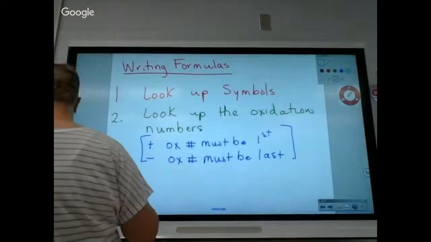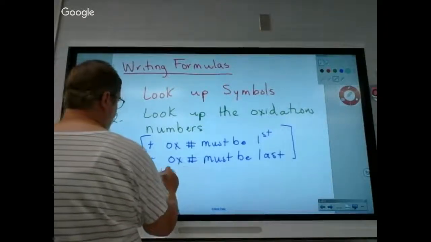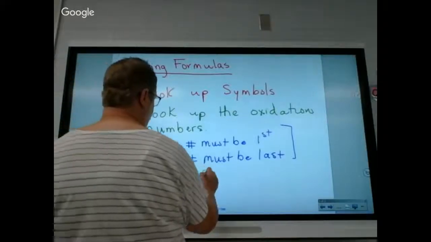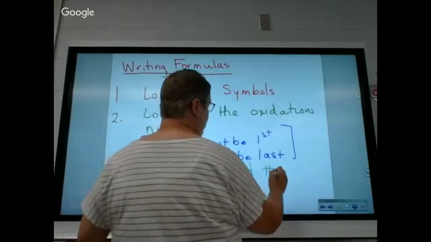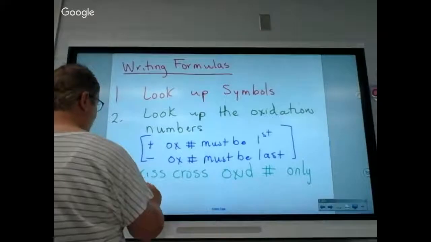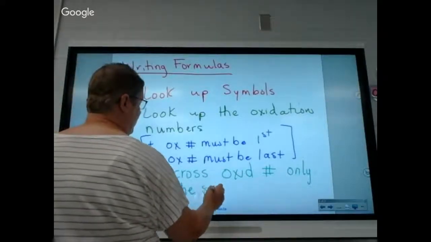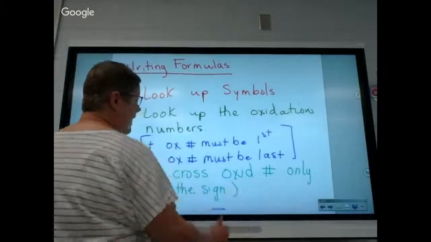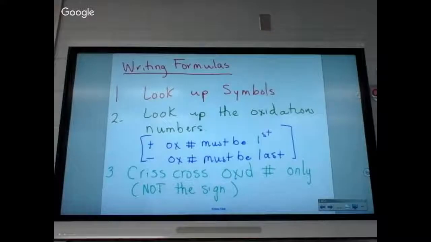Number 3. Now we're going to crisscross oxidation numbers only. Not the sign. Okay, the positive and negative is only used to make sure the numbers are in the right spots. We only crisscross the numbers.